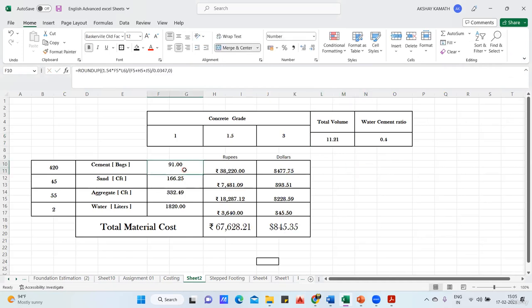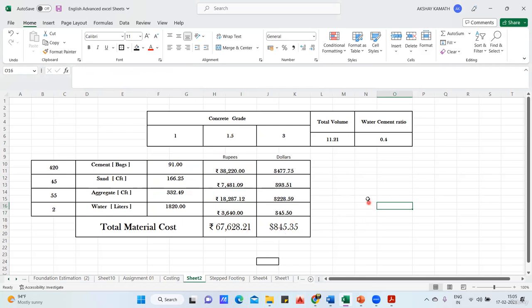So I require 91 bags of cement. If I'm doing M20 grade, I require 166 CFT of sand, 332 CFT of aggregate, and 1820 liters of water. So this is the cost that will come. For sand, it will cost this much. For aggregate, it will cost this much. Water, it will cost this much. Total material cost will be roughly 70,000 Indian rupees, or $845.